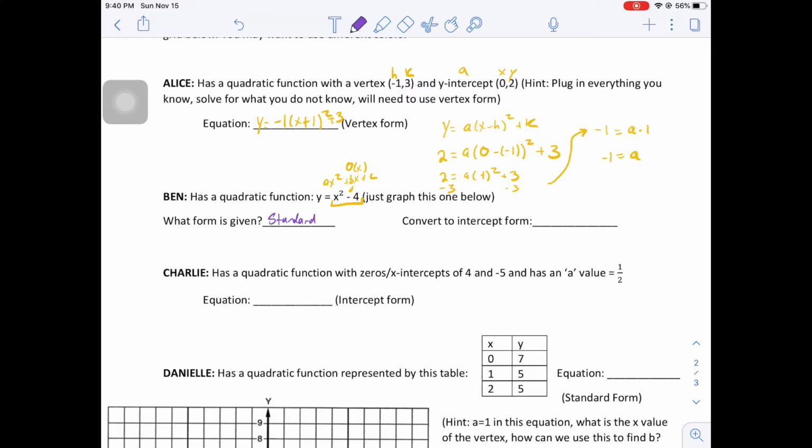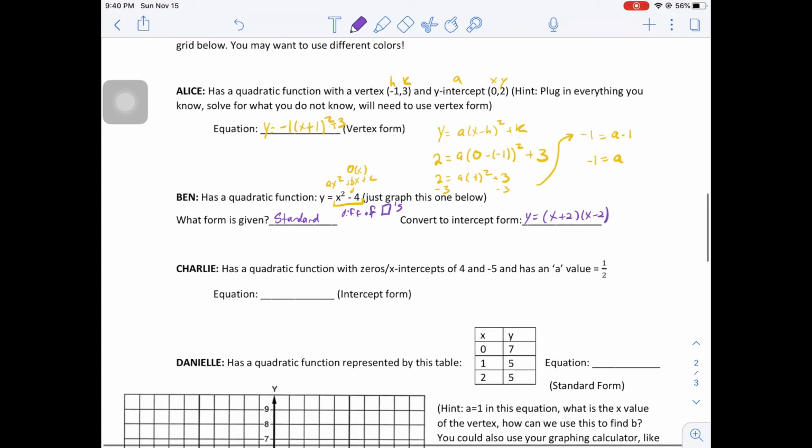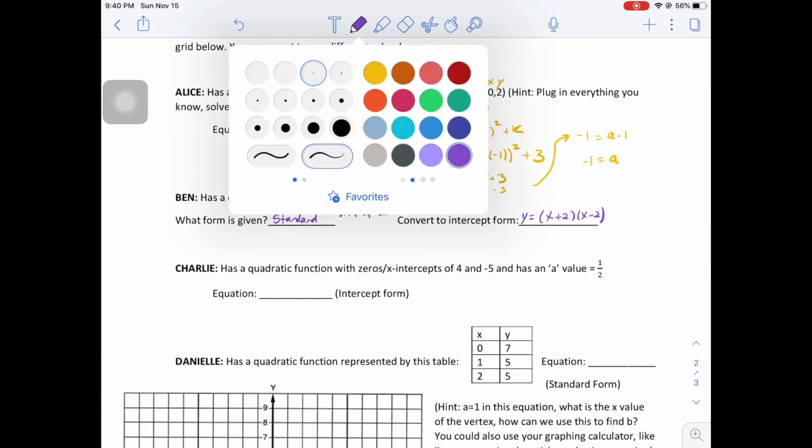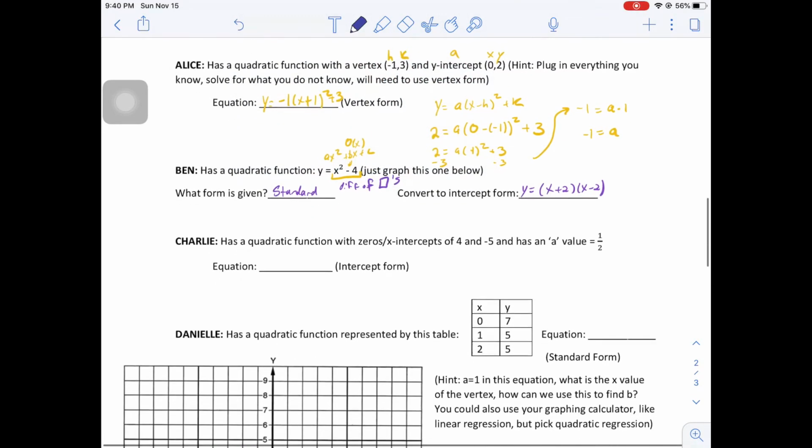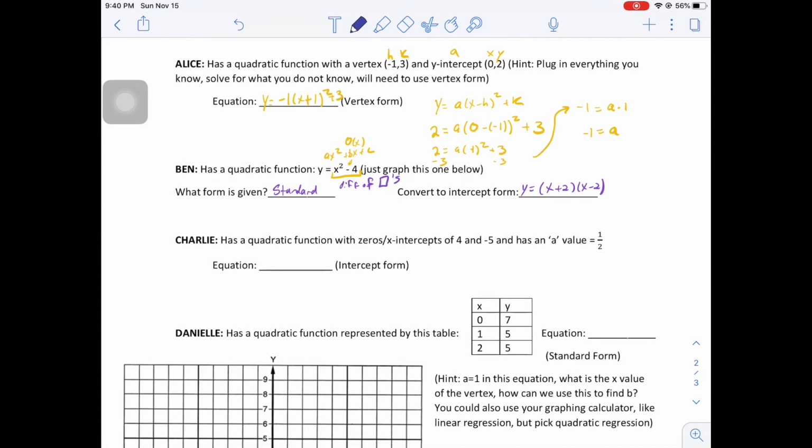So this is standard form. It says converted to intercept form. Well, if we factor, this is a difference of squares. So difference of squares, how does that factor? That just factors into x plus 2, x minus 2. That would be our difference of squares. All right, next up, what do we got?